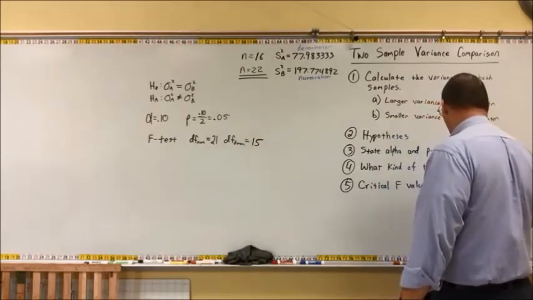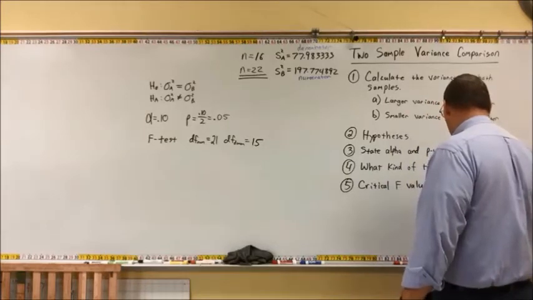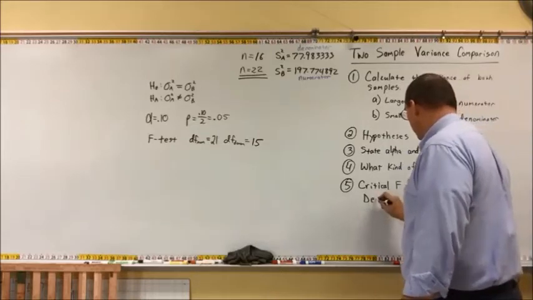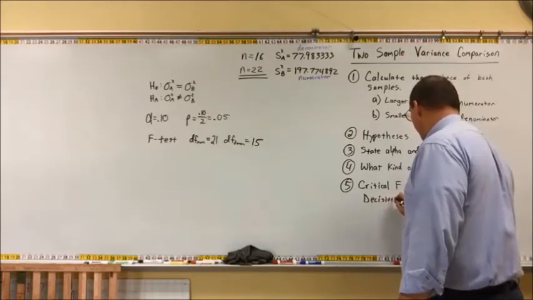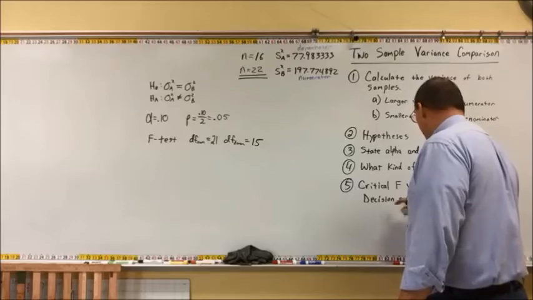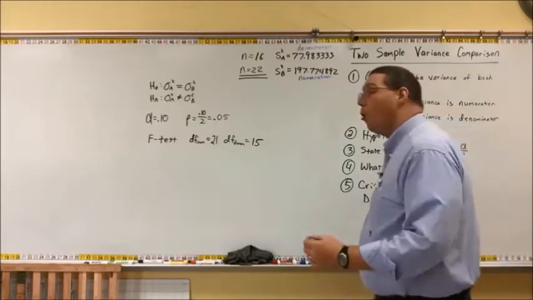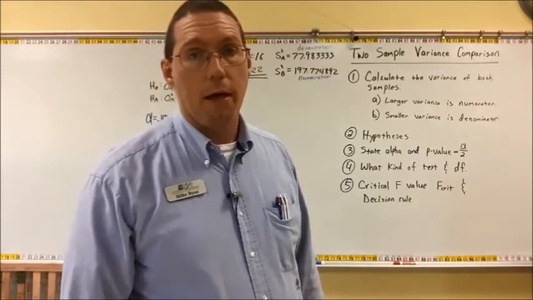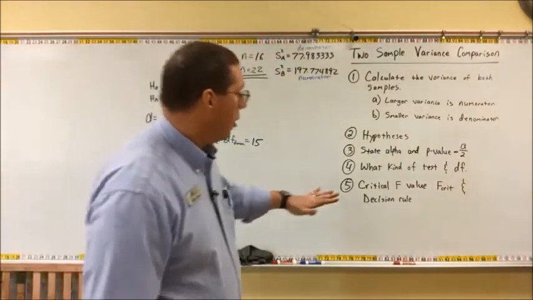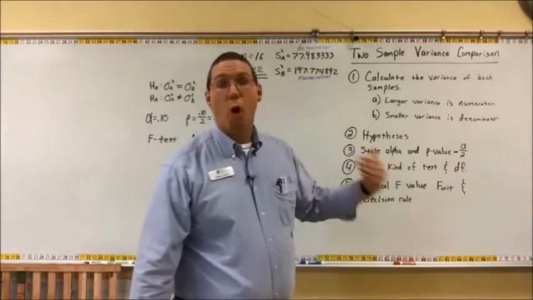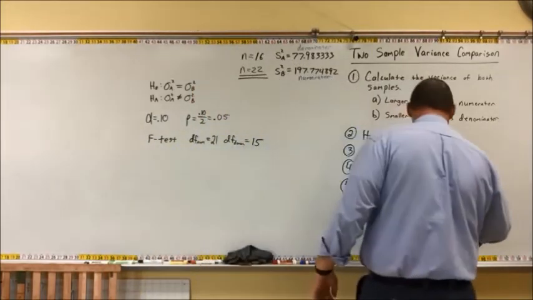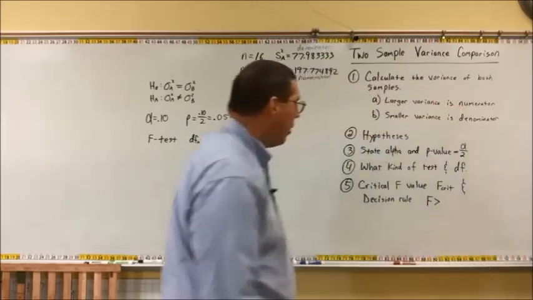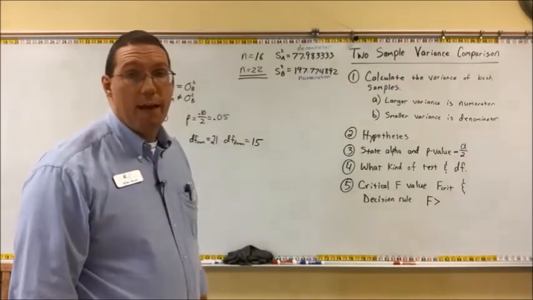Okay, or F crit and the decision rule. Now, here's the thing about F tests. F tests are always positive values. They're not negative values. So you're not going to ever have a decision rule where F is less than. It's always going to be F is greater than. So the decision rule is always going to be reject the null hypothesis if F is greater than a value.